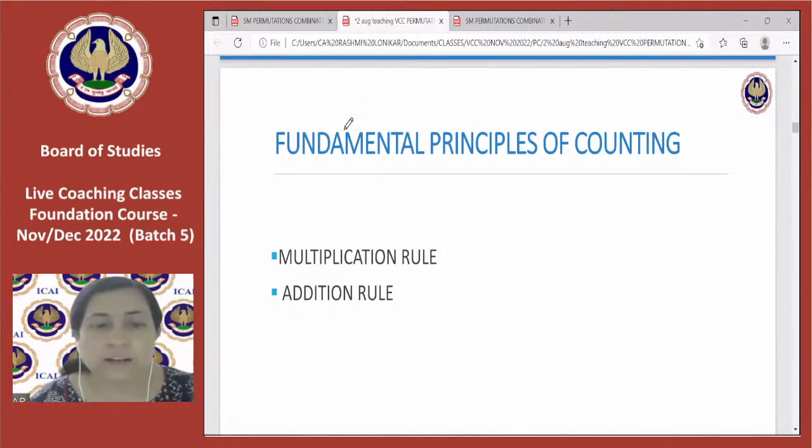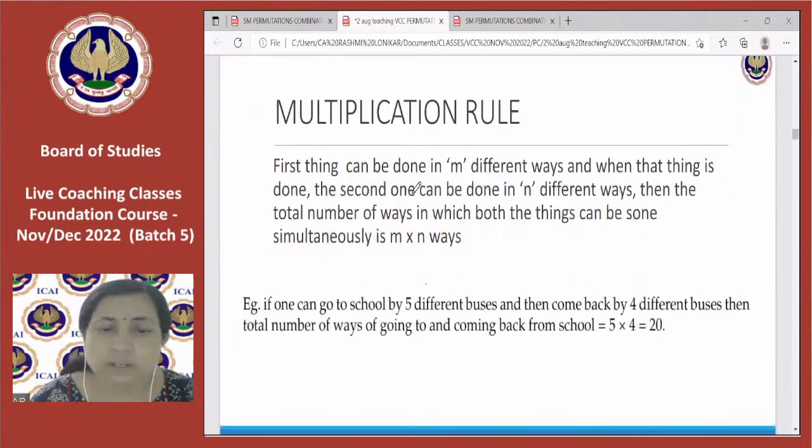Now there are fundamental principles of counting. There are two fundamental principles: one is the multiplication rule and the second is the addition rule. Let us understand what the multiplication rule says.